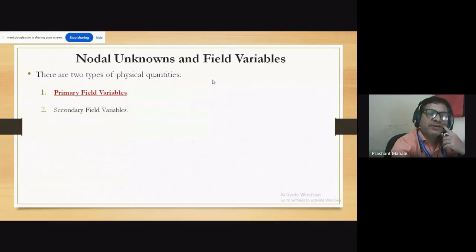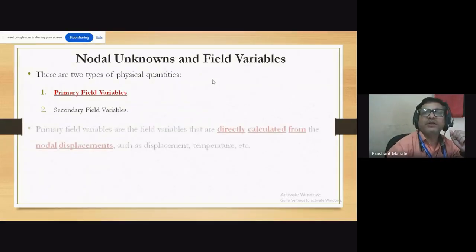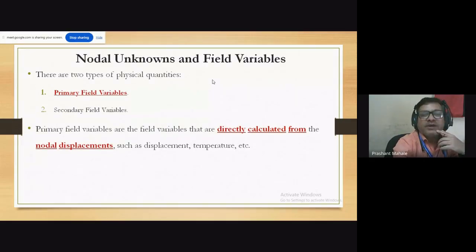Primary field variables. That is red in color here in this slide, because on this slide we are going to talk about the primary field variables only. What are they? Primary field variables are field variables that are directly calculated from the nodal displacement, right? So actually, nodal displacement is indicating the primary variable. That's it.